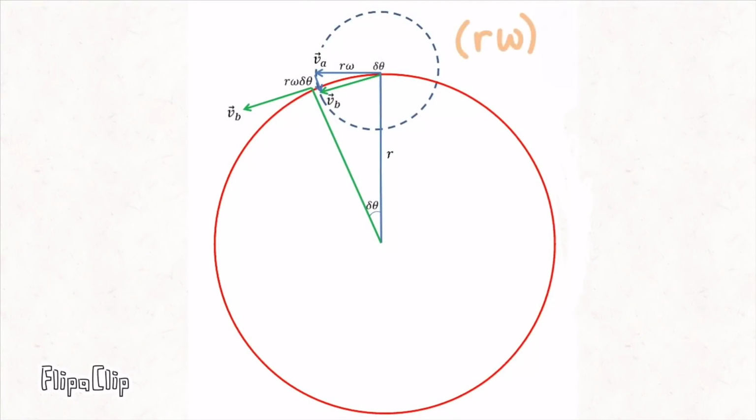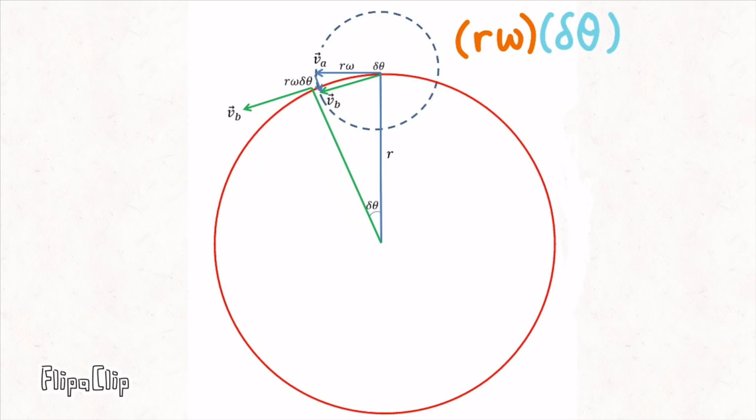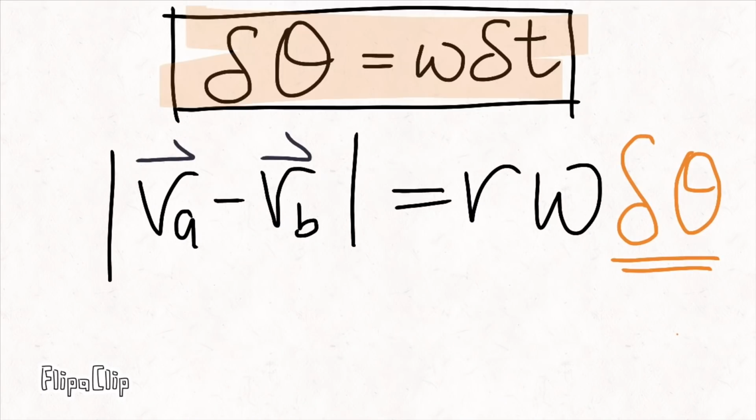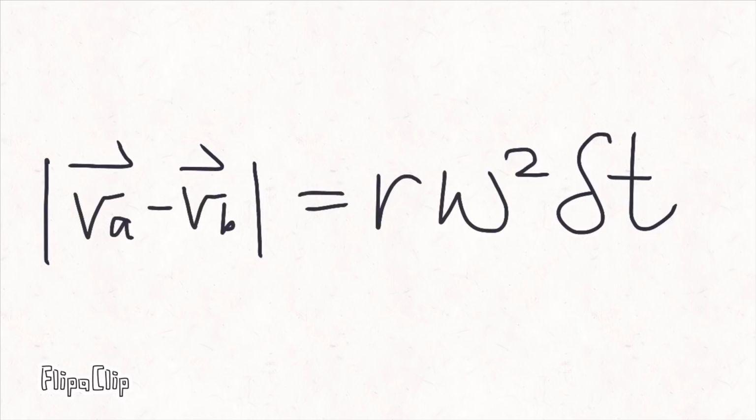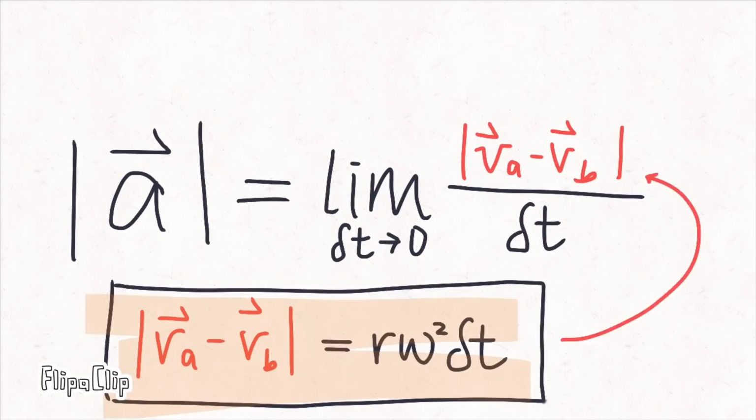Similarly, we can calculate VA minus VB by thinking of it as the arc length of the small circle and get R omega delta theta. Also knowing that delta theta is equal to omega delta t, we can sub that in and get R omega squared delta t. Acceleration is the difference in velocities over time.